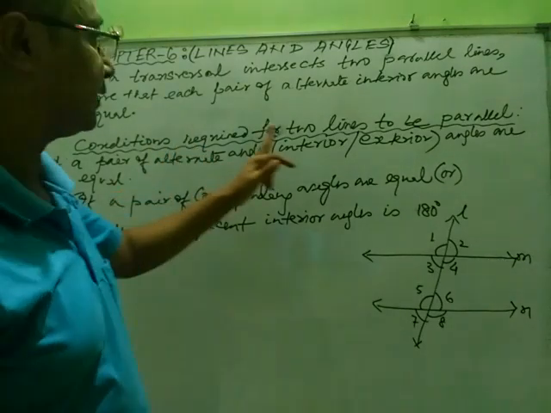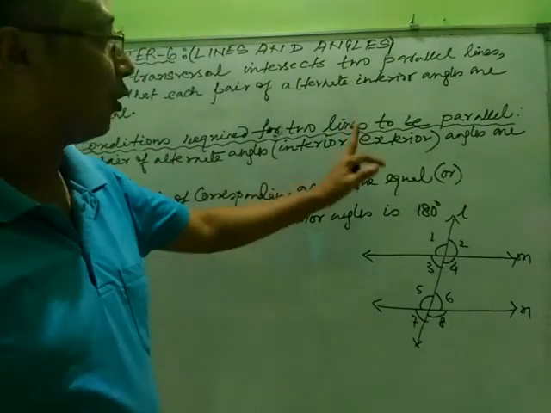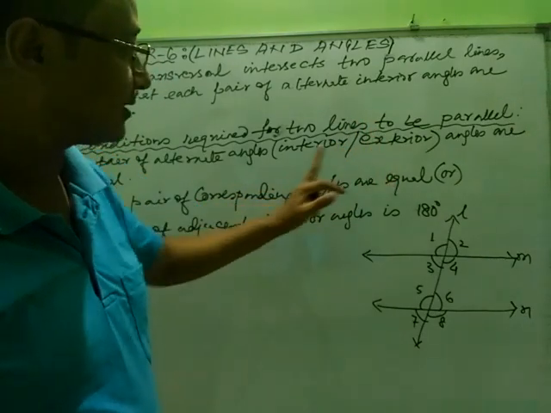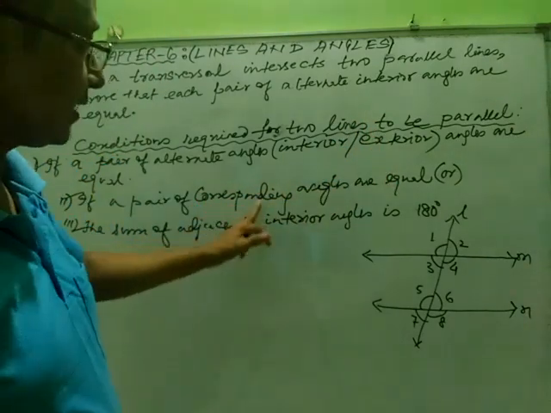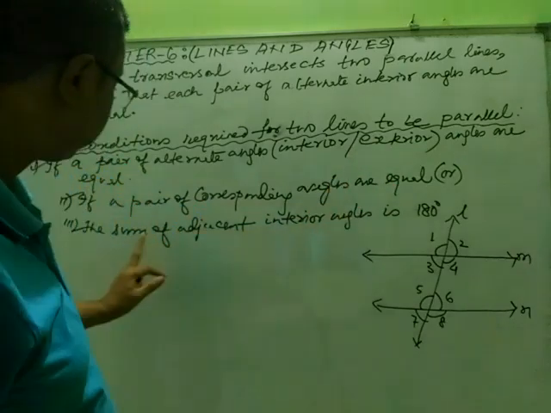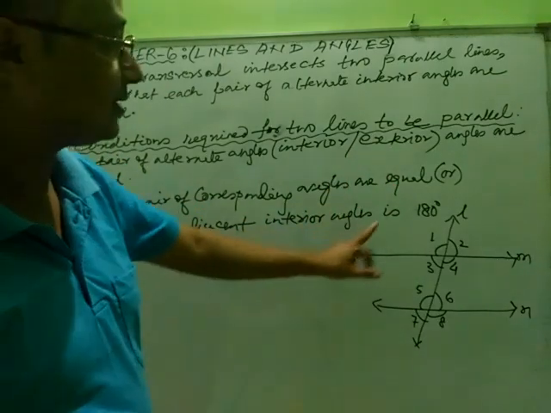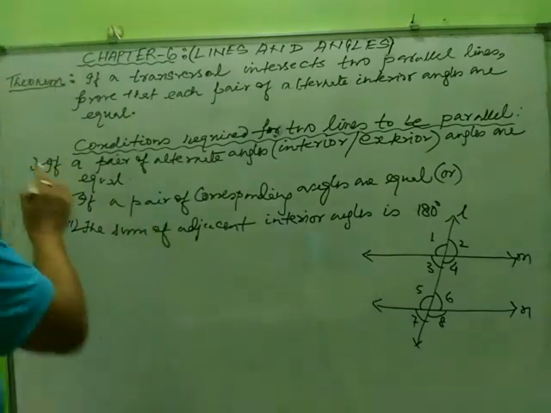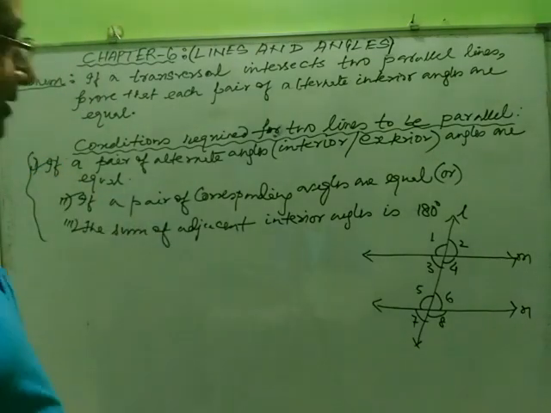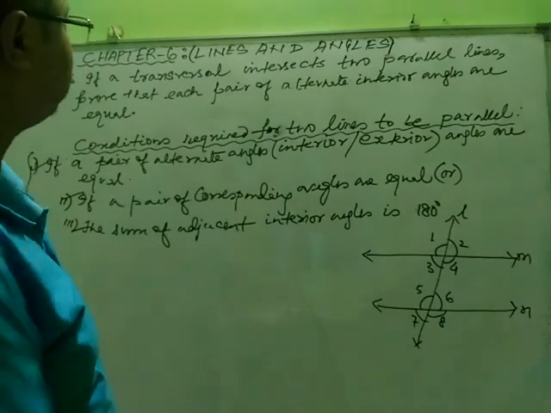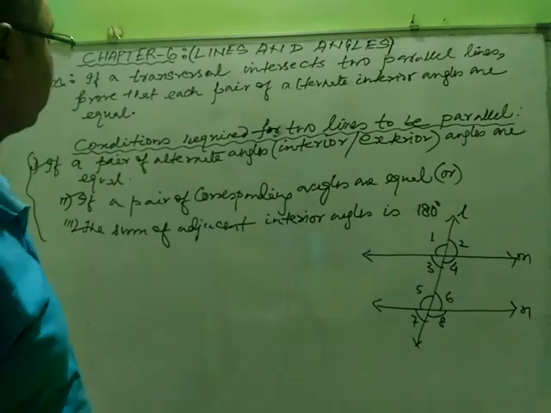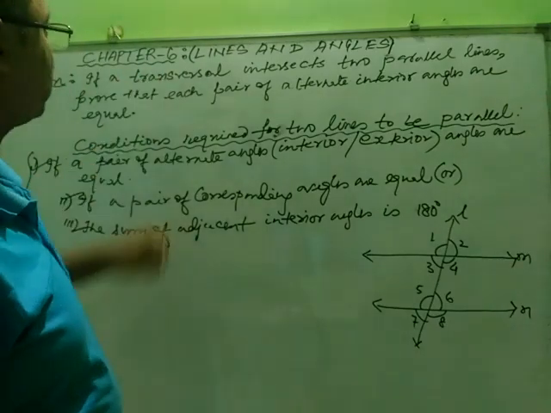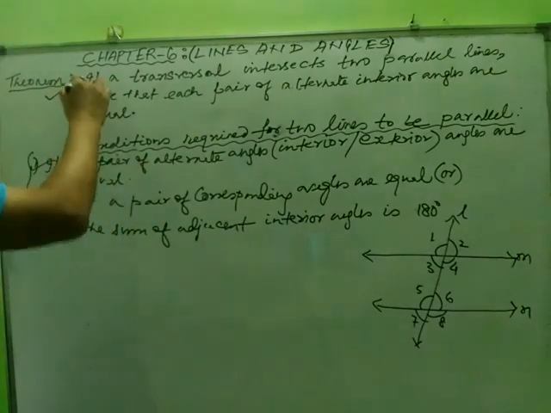So two lines will be parallel if any of these conditions is fulfilled. Either a pair of alternate interior angles or a pair of alternate exterior angles equal, or a pair of corresponding angles equal, or the sum of the adjacent interior angles is supplementary. In that case, the two lines will be parallel. So this you have got in class 8 and 7 also. Now, today we are going to begin 6.2. Before that, we will be doing one theorem.